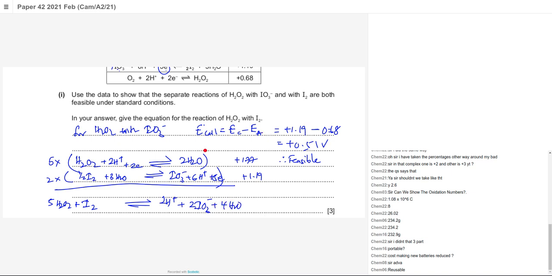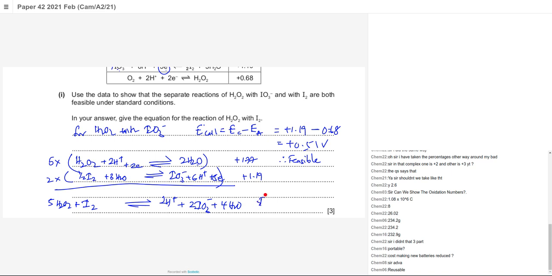Now, why is it 4 water? Because you can notice here you have 10 water on the product side. Reactant side, you have 6 water. So left side, 10 water. Sorry, right side, 10 water. Left side, 6 water. So overall, I can bring the 6 to the right side and make it 4 water. As for the H plus, on the right side you got 12H plus. Left side, 10H plus. Overall is 2H plus.